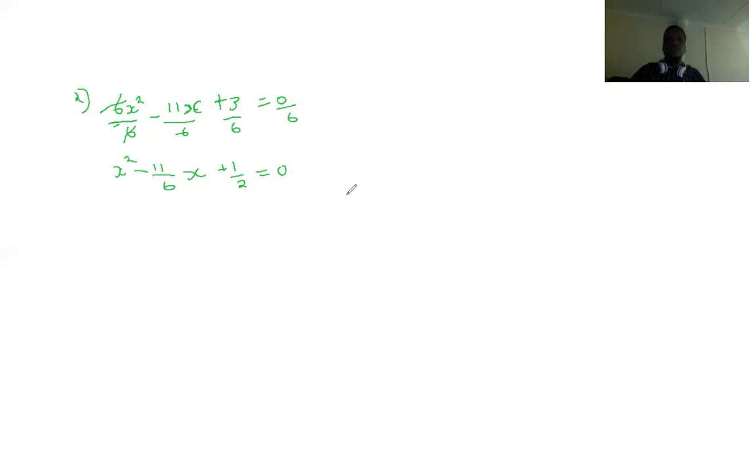You start those steps. Step number 1, take the coefficient of x. In this case, it's 11 over 6. Step number 2, if you go back, you see that you have to divide this by 2. So you punch in your calculator, divide this by 2, and you get 11 over 12. Then step number 3, we take 11 over 12 and square it. Step number 4, we add it to both sides.